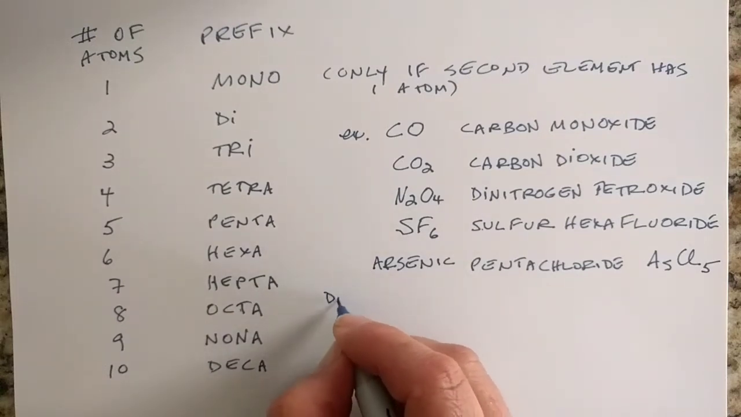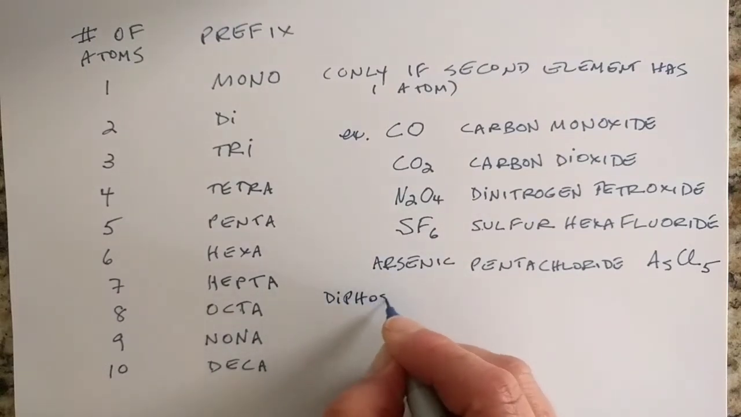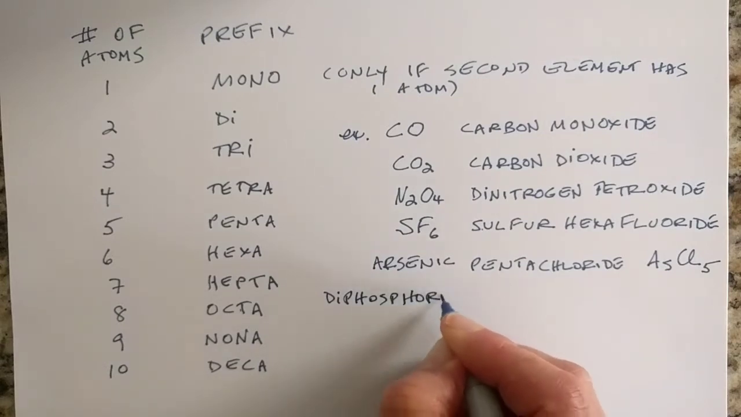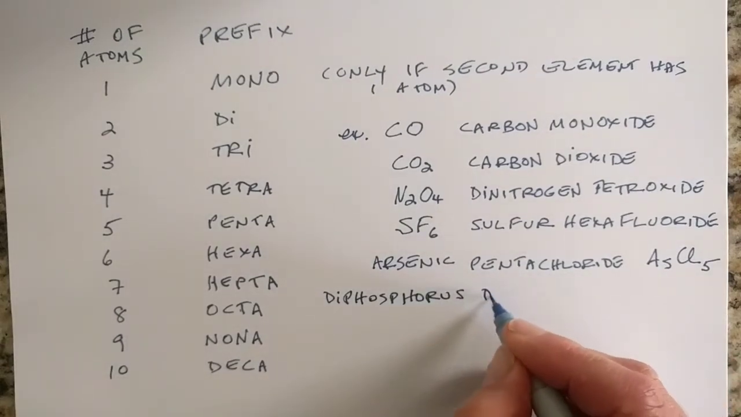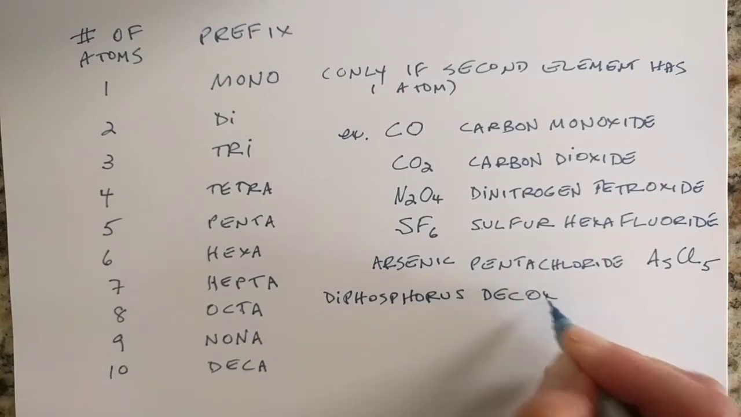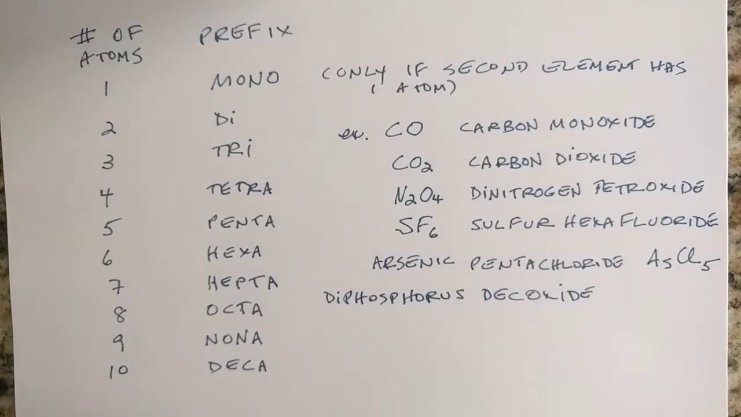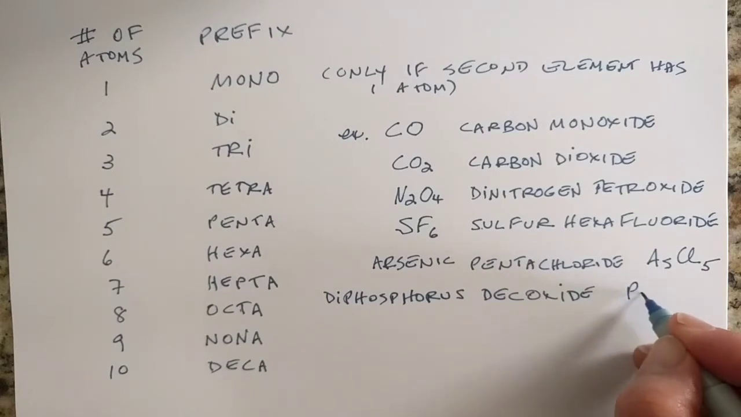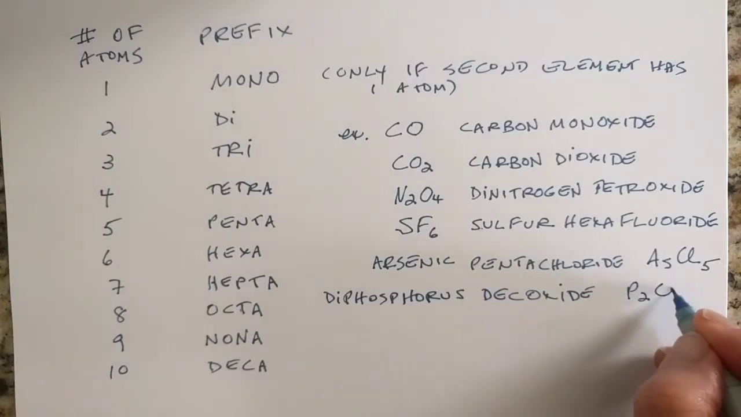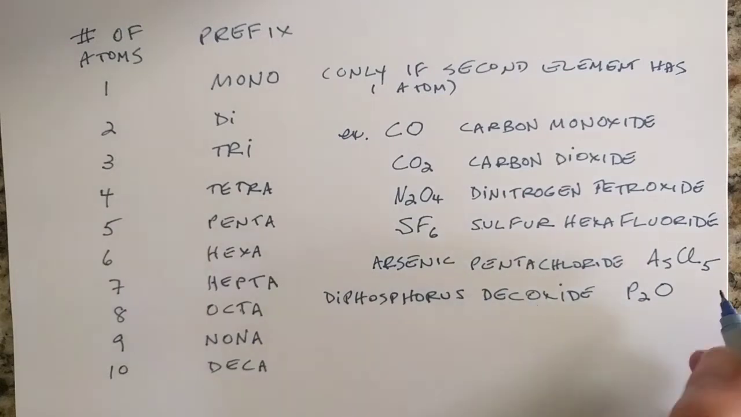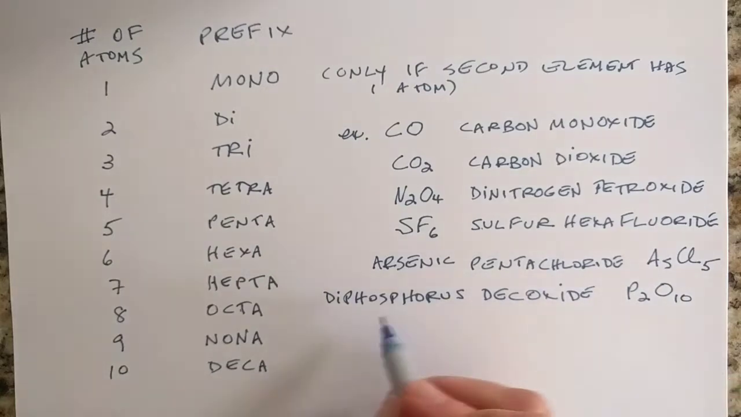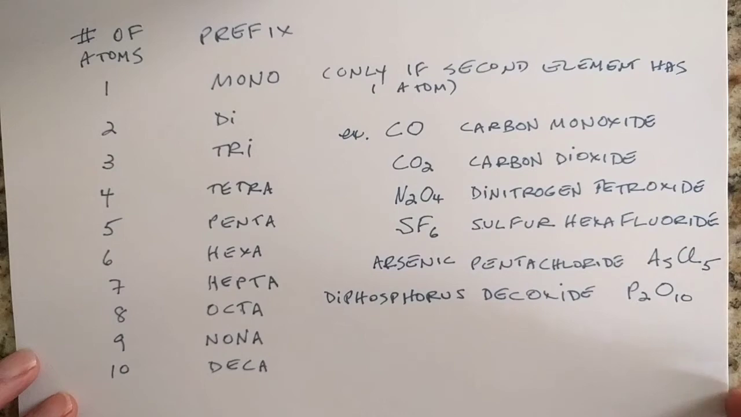Let's do another one. Diphosphorus decaoxide. Okay, so di in front, di is 2, so this is P2. Oxide is oxygen. How many oxygen? Deca is 10. Okay, and we do not reduce to lowest whole number ratio. We keep it just like the name tells us to. So that's it. That is how you do that.